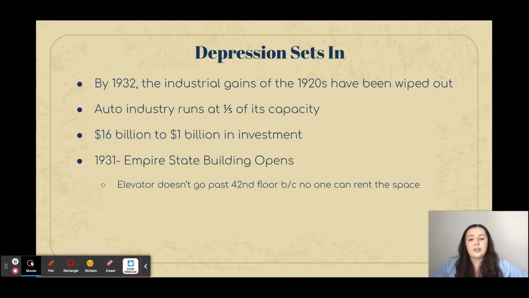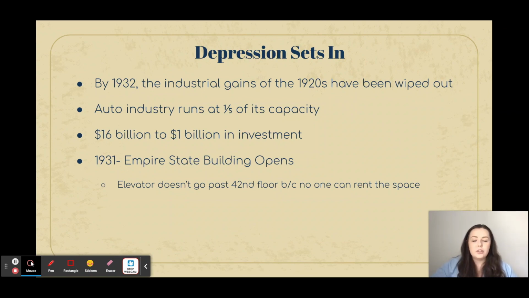So by 1932, all of the progress we made, the industrial gains of the 20s, have been wiped out. So you have a lot of factories that are built running at a portion of what they could. For example, the car industry is running at a fifth of its capacity. The investment in the stock market reduces significantly.